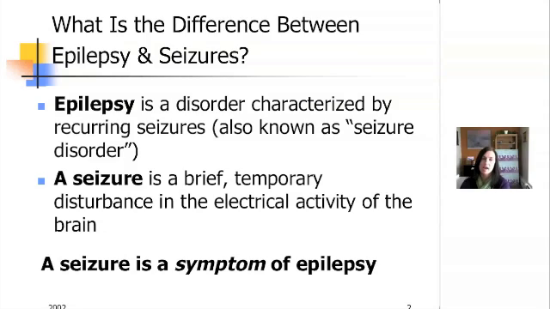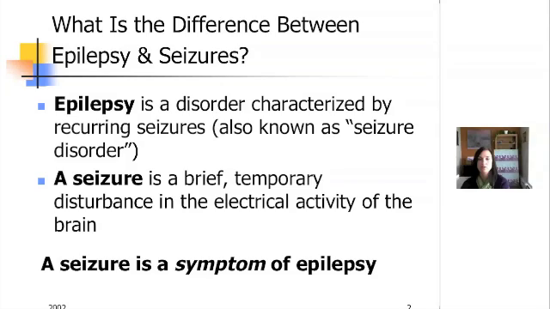And a seizure is basically a brief temporary disturbance of electrical activity in the brain. Some people call it a lightning storm in the brain, and that's a good visual description of what's happening, as far as one part of the brain, or the entire brain, will be surging with electrical activity at one time.